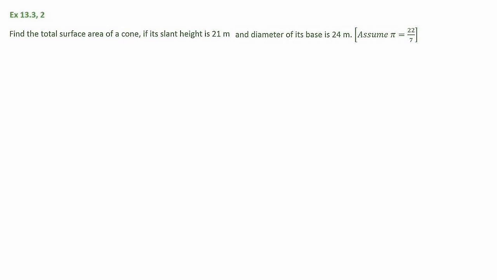Total surface area of cone formula is pi R into R plus L. Means R and L are the measurements here. Both are given to us here. L is there, R we will get from here. So it is a direct question. So that you have to try as homework. Next we shall discuss the third question.